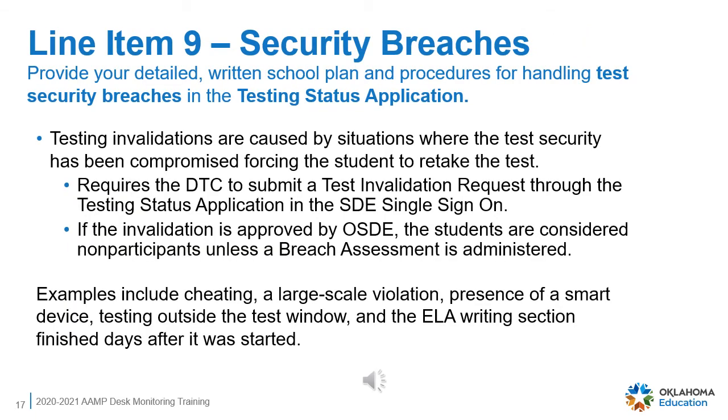Testing invalidation is caused by a situation where test security has been breached and students must retest. In the case of a security breach, the DTC will submit a test invalidation request through the testing status application, which is found in single sign-on. Examples of test invalidations are listed on this slide. Once OSDE approves the invalidation, the student is considered a non-participant. Unless, however, the district administers a breach assessment, then the student would have a record for taking the test.